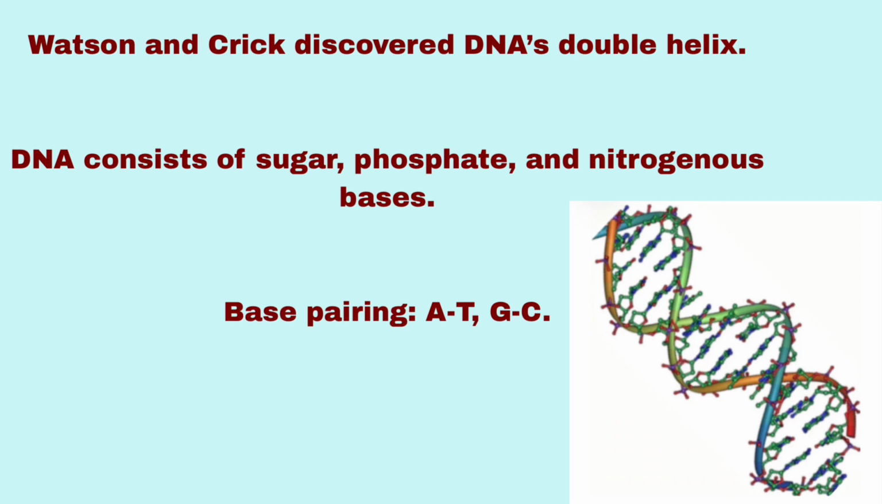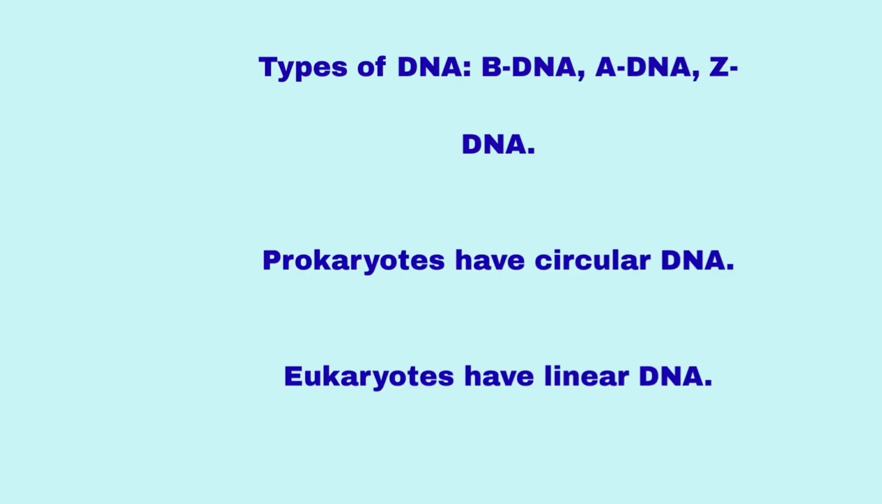Types of DNAs. Prokaryotic DNA is circular and free in the cell. Eukaryotic DNA is linear and inside the nucleus. A DNA is short and thick, B DNA is the normal form in the cells, and Z DNA is zigzag shaped. The pairing we already saw here. DNA consists of the nitrogen bases. The four nitrogen bases are A, adenine, T, thymine, G, guanine, and C, cytosine. Adenine pairs with thymine, and guanine pairs with cytosine.